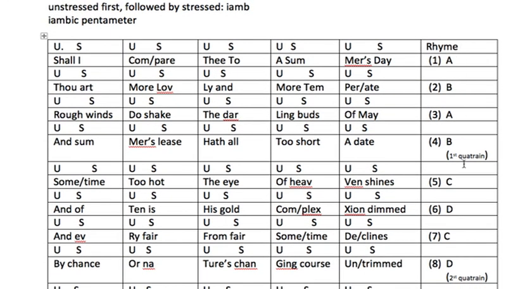Because everything is broken down into units, we'll take it quatrain by quatrain. So in the first quatrain, you'll notice that certain things come out, certain words are repeated, and certain thematic images are repeated. Shall I compare thee to a summer's day? Thou art more lovely and more temperate. Rough winds do shake the darling buds of May, and summer's lease hath all too short a date.